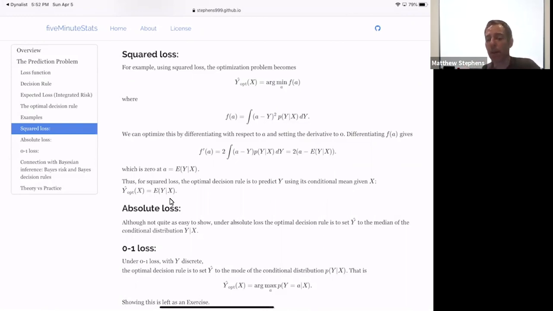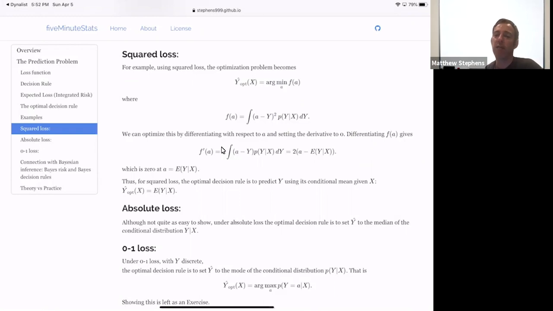Actually, it turns out that if you use the absolute loss, it's not as easy to show, but the optimal rule is to set the predictor to the median. So the posterior median, or the conditional median, is optimal under absolute loss. So if you're trying to decide whether to summarize your posterior distribution by a mean or a median, the answer depends on what your loss function is. So that's one way of thinking about that.